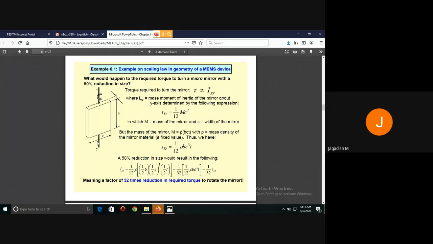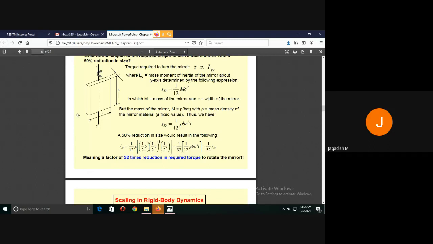See, the parameters given here are C, B, and T, but inertia should be related to these parameters C, B, and T. Then only we can solve this problem, right? So this moment of inertia is given by 1 by 12 into mass into C squared, where M is the mass of the mirror and C is the width of the mirror.